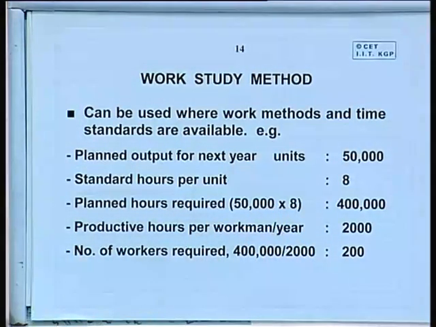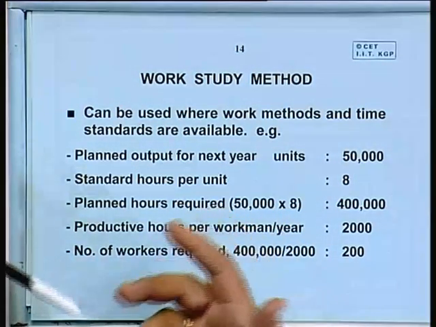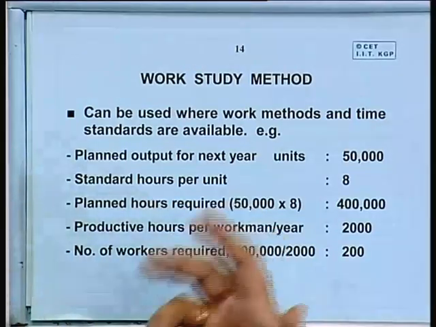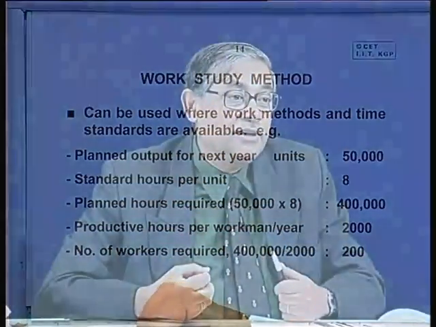It is just a little scientific method, and this is only possible where the time standard is available. Time standard is not available, then you have to either guess a time standard, estimate a time standard, or look at the past, and from the past you do ratio analysis. That is the next method.